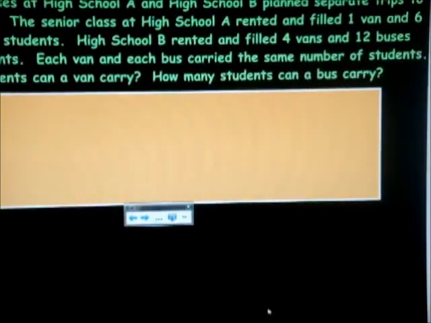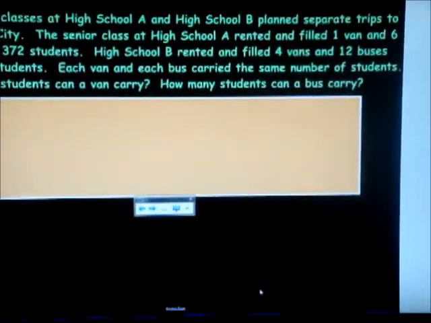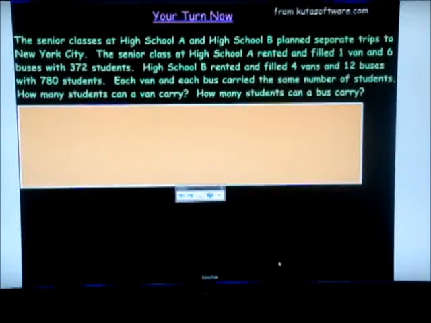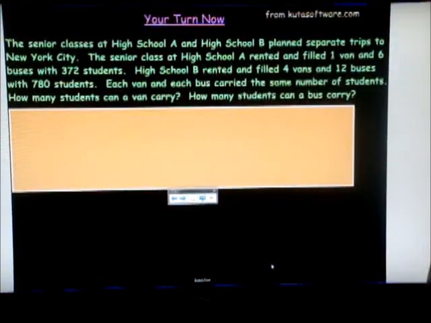For your turn now, it's another example from Kuda Software. Let me zoom back out for just a second so you can see the problem fully. So here is the question, very similar to the last question we did. Please solve it and we'll talk about it in class tomorrow.